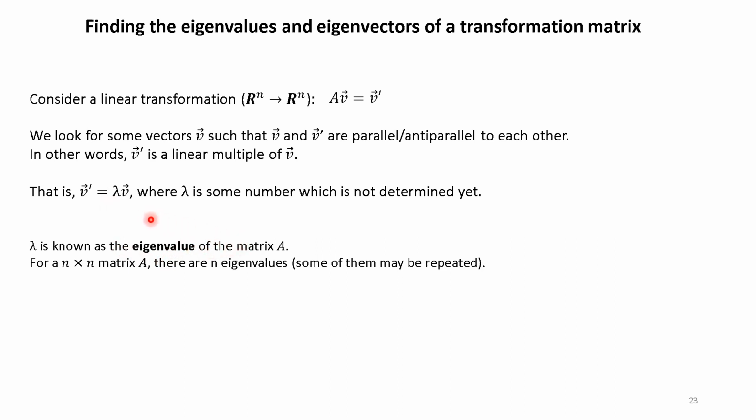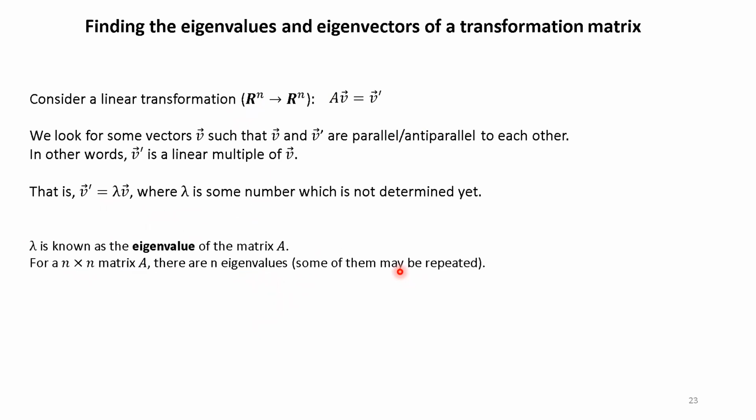And in fact, if you have an n by n matrix, that means if you're considering a linear transformation from n-dimensional space to n-dimensional space, then you will find n eigenvalues. So n values for this lambda. However, some of them may be repeated, as you will see why in a minute.